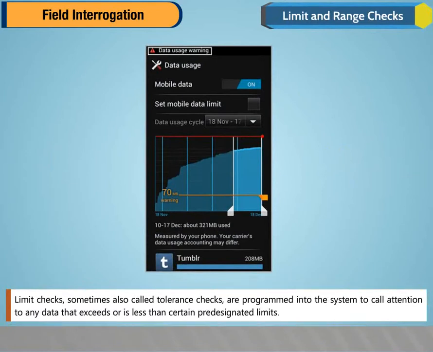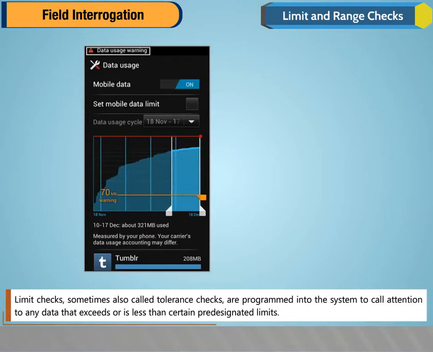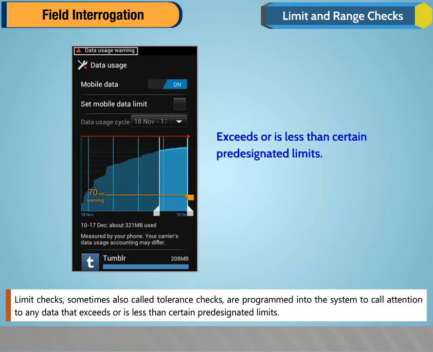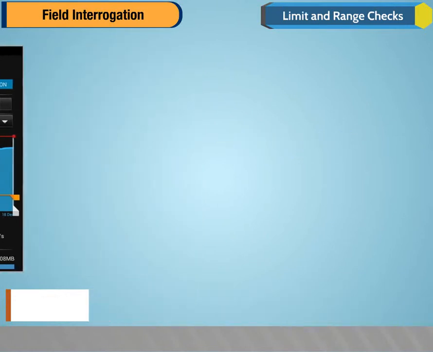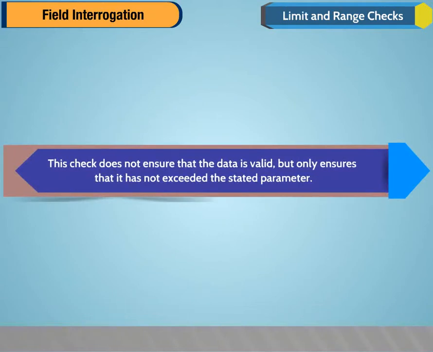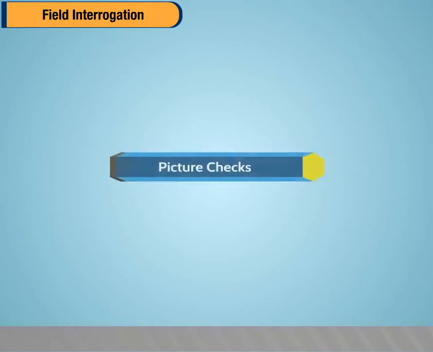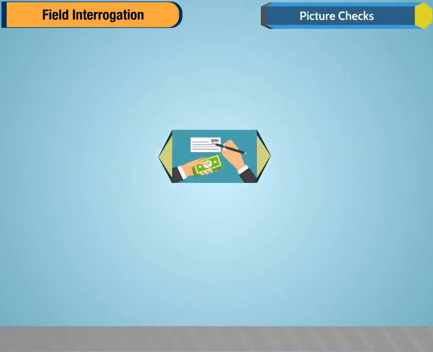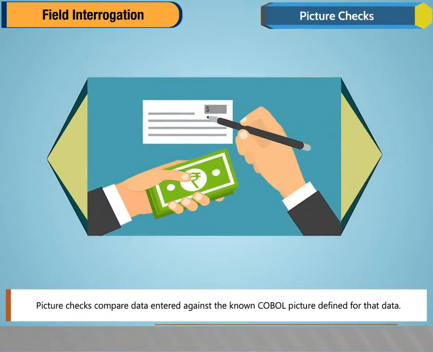Limit checks, sometimes also called tolerance checks, are programmed into the system to call attention to any data that exceeds or is less than certain pre-designated limits. This check does not ensure that the data is valid, but only ensures that it has not exceeded the stated parameter. Picture checks. Picture checks compare data entered against the known COBOL picture defined for that data.